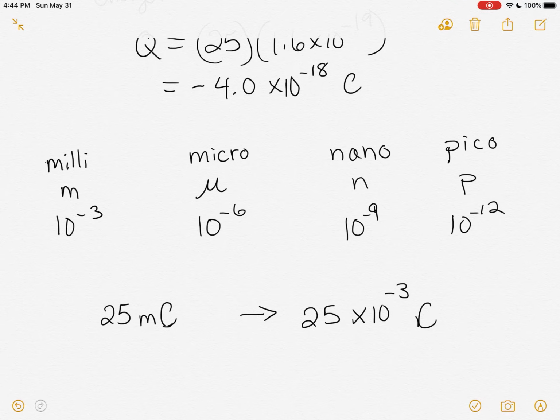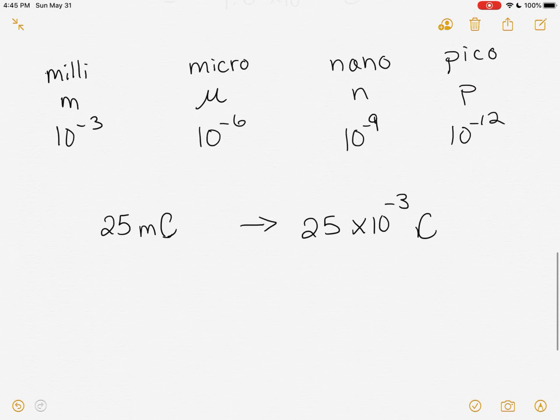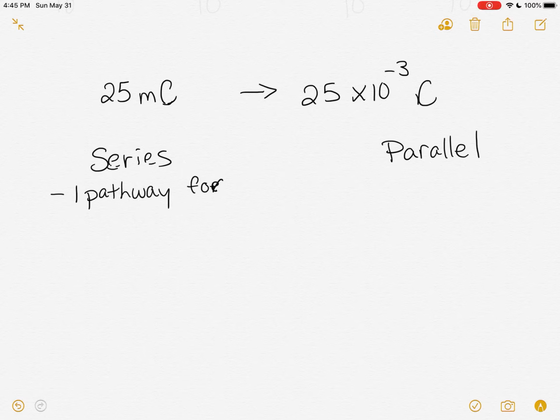All right. So we're going to start talking about different parts in a circuit. And so the first thing that I just want to remind you, all the way back from grade 9, is what a series circuit looks like and what a parallel circuit looks like. All right. So in a series circuit, there is one pathway for electrons to flow. In a parallel circuit, there is more than one pathway.